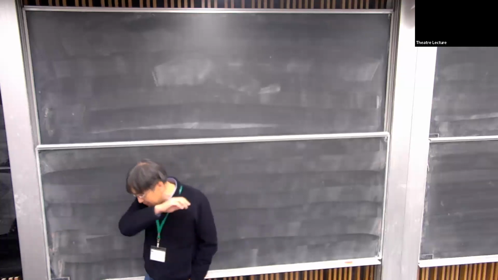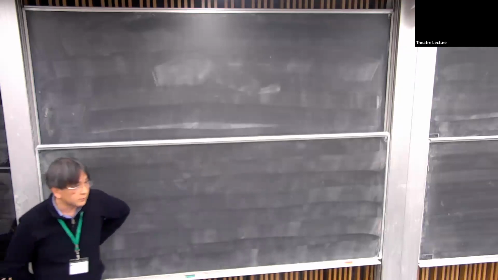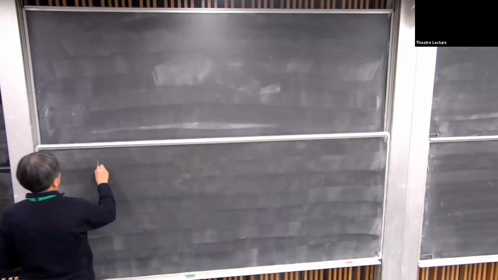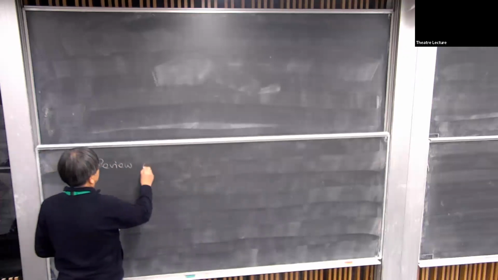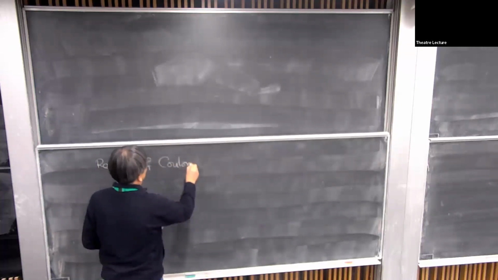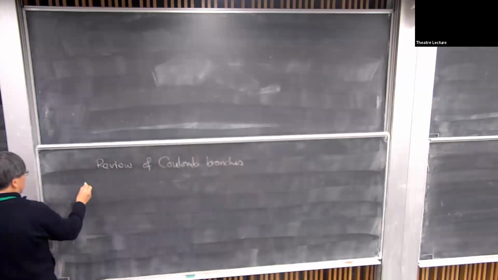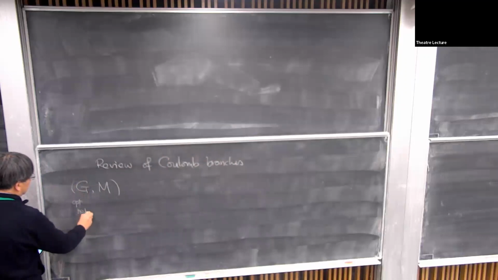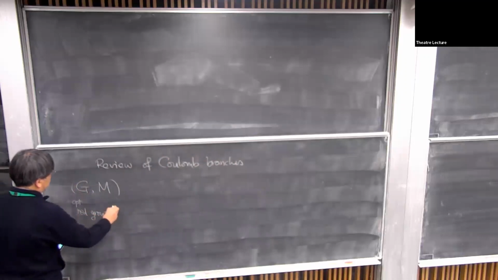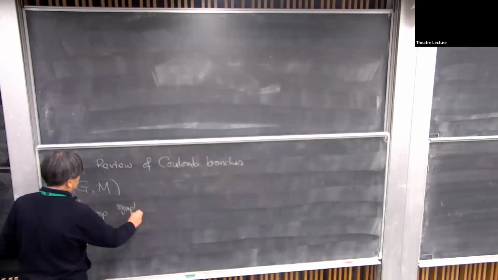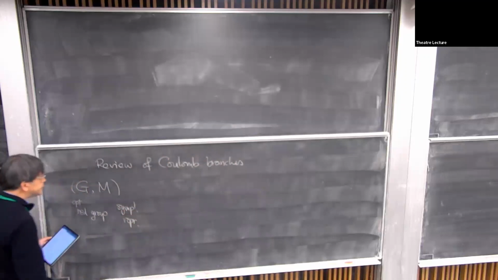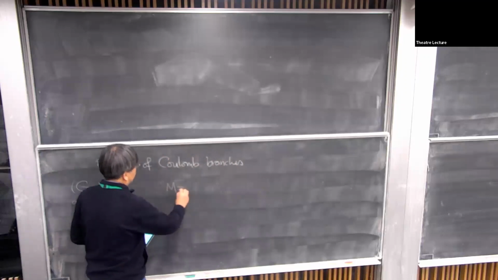But at the end, I'd like to add something new, which is a realization of C-check C-DAHA, which we just had in the previous talk. Okay, so I first recall the definition of Coulomb branches, which we already had in the morning. So you start with G and M. G is a complex reductive group, and M is a symplectic representation. And I assume M is of cotangent type.